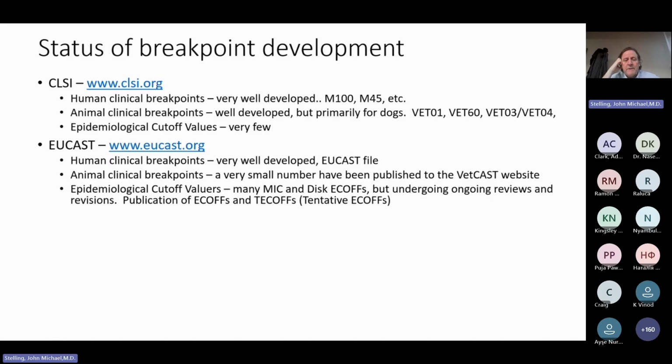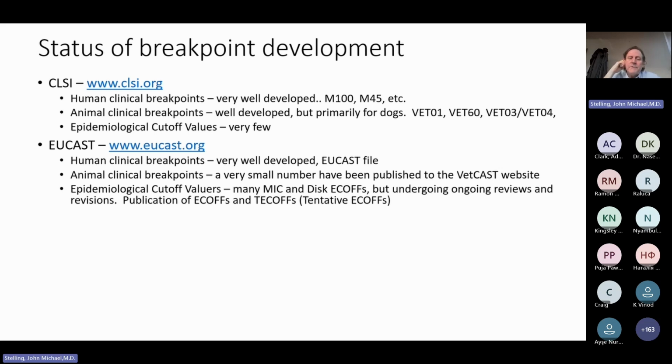EUCAST, very well developed on the human side, human clinical. The animal clinical breakpoints, they have a committee called VetCAST, and there have been a very, very tiny number of published breakpoints. If I have time, I might show the website, but in Europe, many clinical labs, veterinary labs use the clinical CLSI breakpoints, because they exist, and there just are not a sufficient number. I don't know the current status because I've joined webinars and there are many proposed and approved, but on the EUCAST VetCAST website, there are very few published there. But EUCAST has done an excellent job with ECOFs, both on the MIC and disc side.